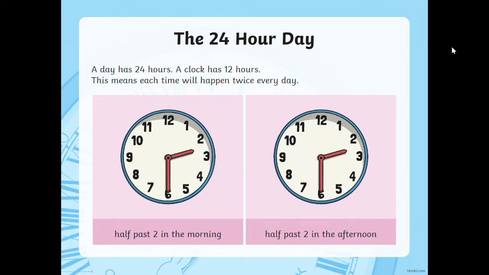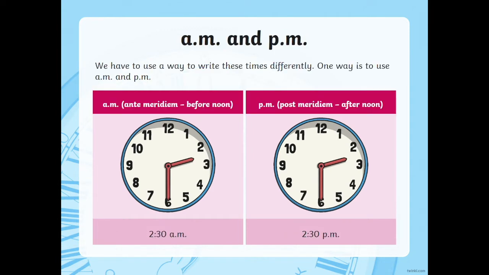We can see 2:30 in the morning looks like 2:30 in the afternoon. To show the difference between morning and afternoon, we use AM and PM. So you can see that AM is 2:30 in the morning and PM is 2:30 in the afternoon.